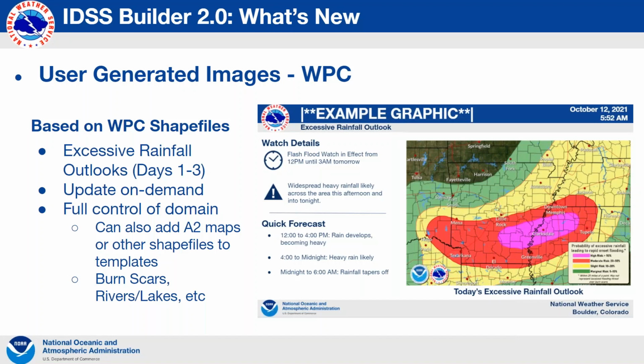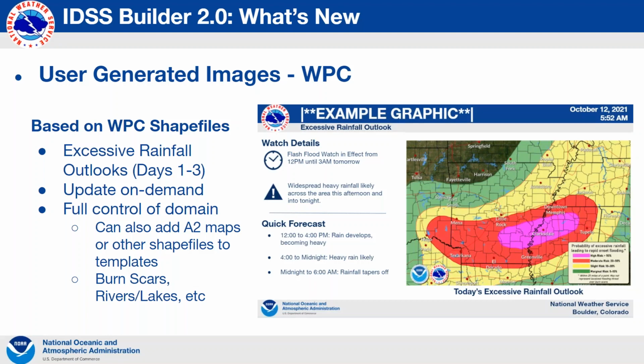Similar to the SPC outlooks, WPC excessive rainfall outlooks are now also available on demand for any scale the WFO desires. So this is excessive rainfall outlooks for days 1 to 3. And you can also add additional shape files to your template files if you'd like.